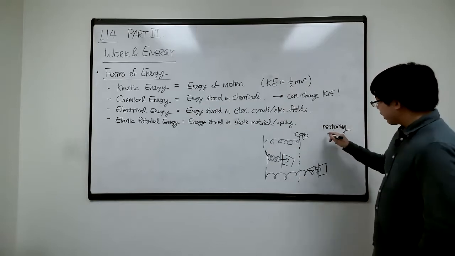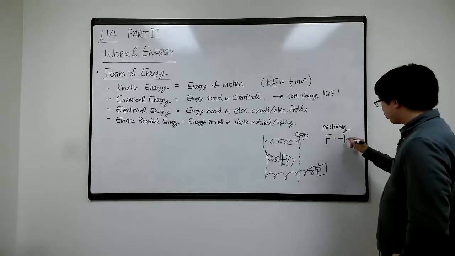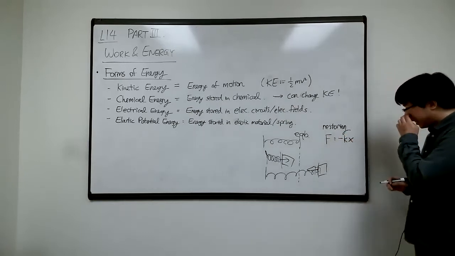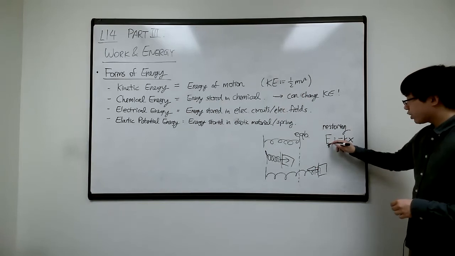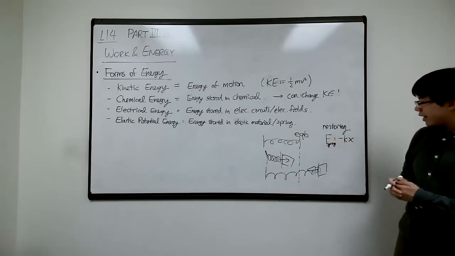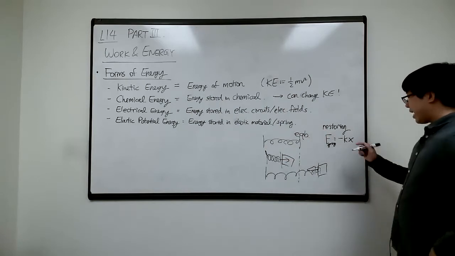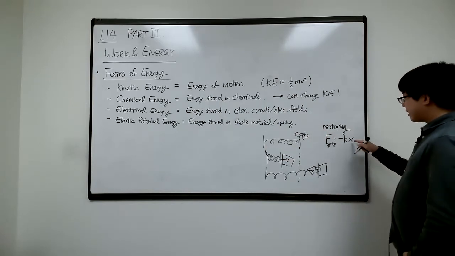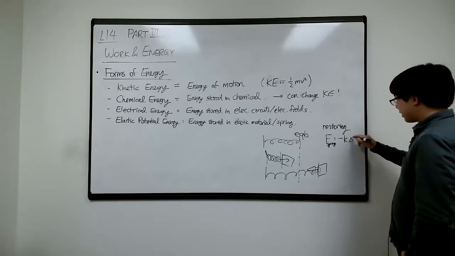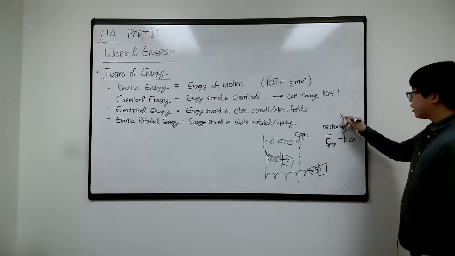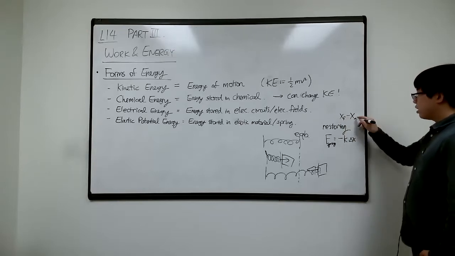In terms of the restoring force, it's usually written like this: minus kx. This is the force of the spring on the object. What that means is x is the measurement, and let's be clear, that's technically a displacement. Displacement means the final position minus the initial position.